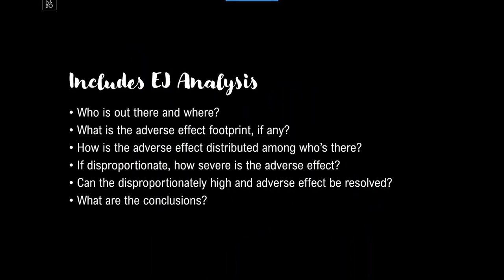In a little bit more detail, the environmental justice analysis that's done as part of your SCE is going to include who is out there and where they are. If there's an adverse effect footprint, how is that adverse effect distributed among who's out there? Is it centralized in a location that's primarily low income, or is it impacting the whole community? If it's disproportionate, how severe is that adverse effect? And can these effects be resolved in any way? And then we want to make sure that we're making conclusions. What are the conclusions from that analysis?